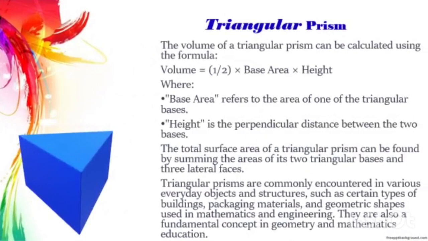The volume of a triangular prism can be calculated using the formula volume equals base area times height, where base area refers to the area of one of the triangular bases. Height is the perpendicular distance between the two bases. The total surface area of a triangular prism can be found by summing the areas of its 2 triangular bases and 3 lateral faces.